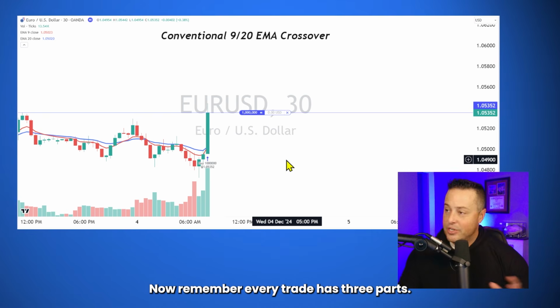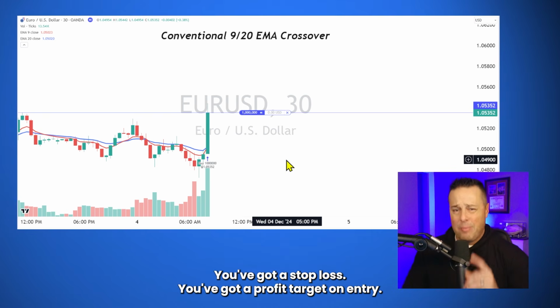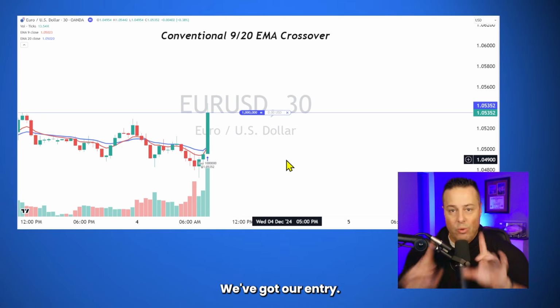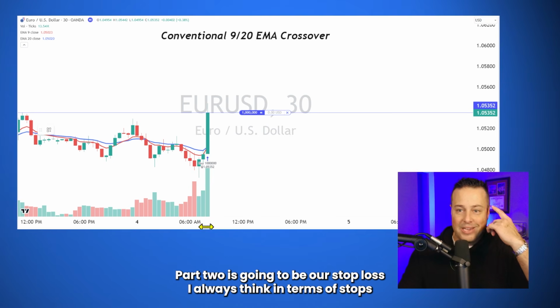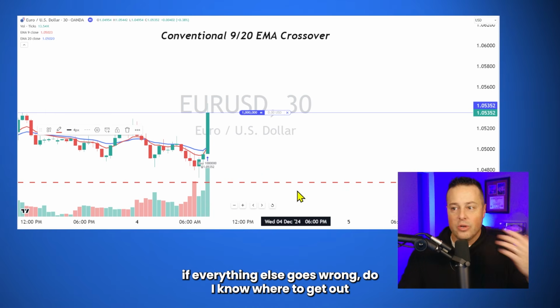Now remember, every trade has 3 parts. You've got a stop loss, you've got a profit target, and an entry. We've got our entry. That's part 1. Part 2 is going to be our stop loss. I always think in terms of stops. If everything else goes wrong, do I know where to get out?